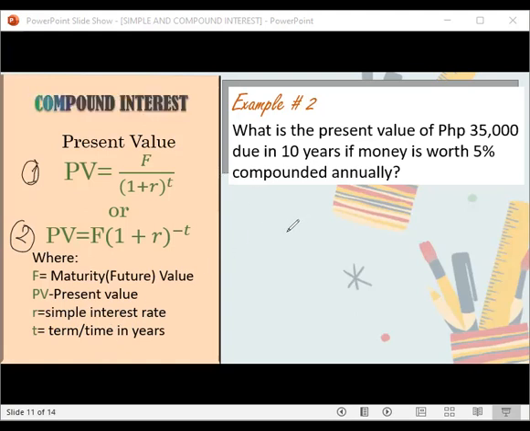So for example number 2, what is the present value of 35,000 due in 10 years if money is worth 5% compounded annually? So intindihin natin yung problem. Ang tanong, ano daw yung magiging present value ng 35,000 due in 10 years that yung interest rate niya is 5%. So, ang hinahanap natin yung present value, yung ngayong value.